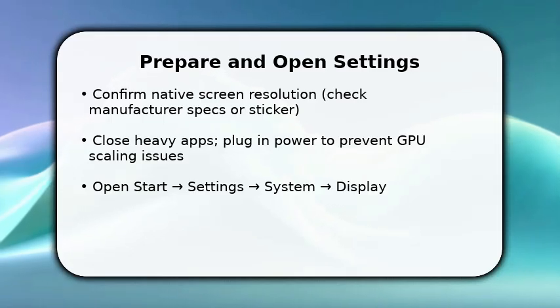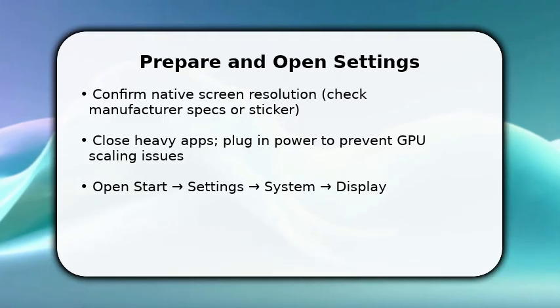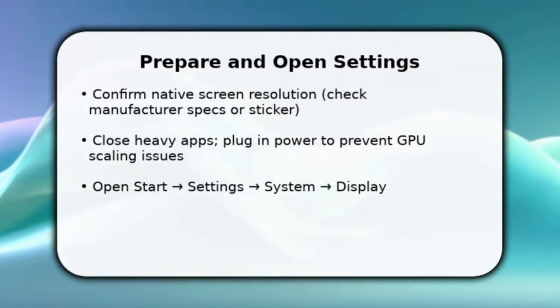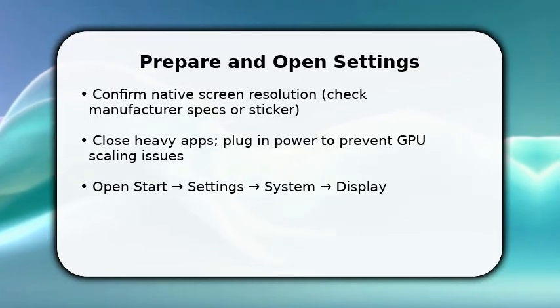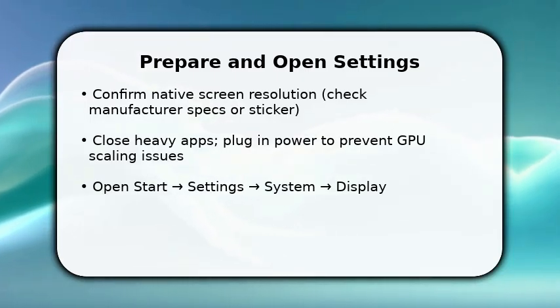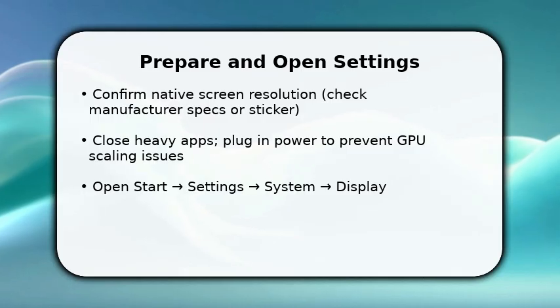You start by confirming the panel's native resolution and plugging in the laptop so power-saving modes don't interfere. Once done, close resource-heavy apps to avoid scaling glitches, then open Start, go to Settings, choose System, and select Display.